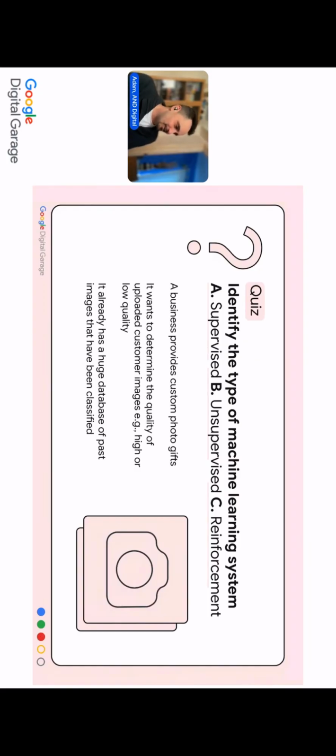Right, cool. The next one, we've got a business providing custom photo gifts. We want to determine whether the quality of the uploaded customer images is high or low quality. Let's say we're printing them out, so high quality images are more likely to be useful. We already have a huge database of past images that have already been classified. So the question is, should we be using A, supervised learning, B, unsupervised learning, or C, reinforcement learning on this particular custom photo gifts?